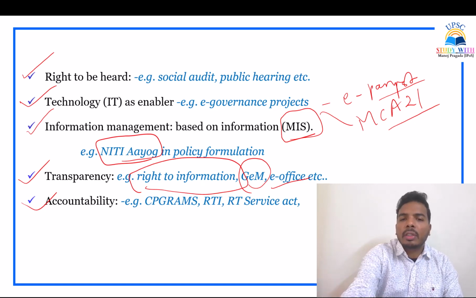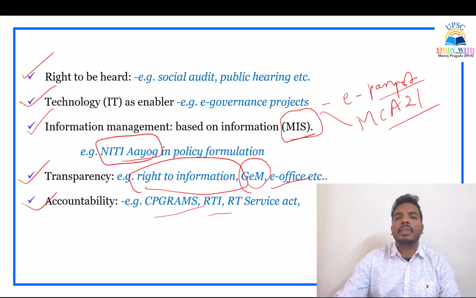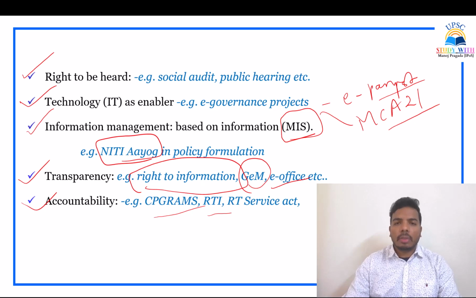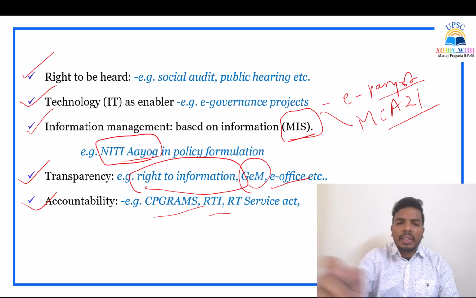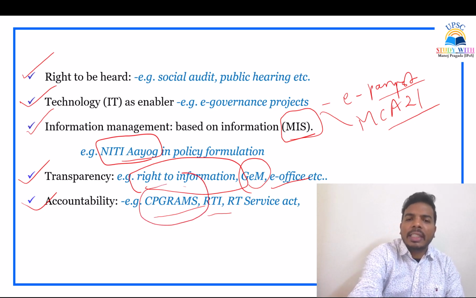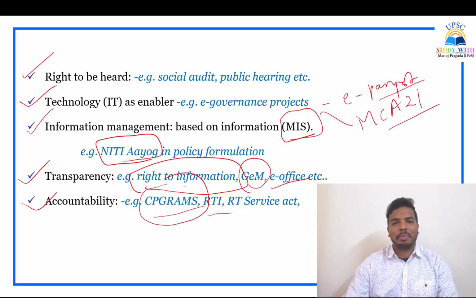Similarly, for accountability also, we have RTI, we have CPGRAMS, where you can complain. So with this accountability factor also, civil servants are bound to take rational decisions. As I have already told you, as an SHO, if you take decisions on subjective criteria and the citizen is aggrieved, he can complain even to the Prime Minister under CPGRAMS.